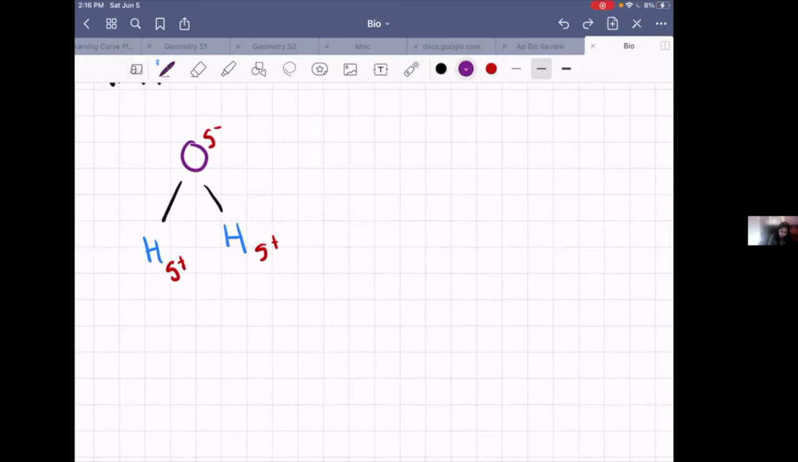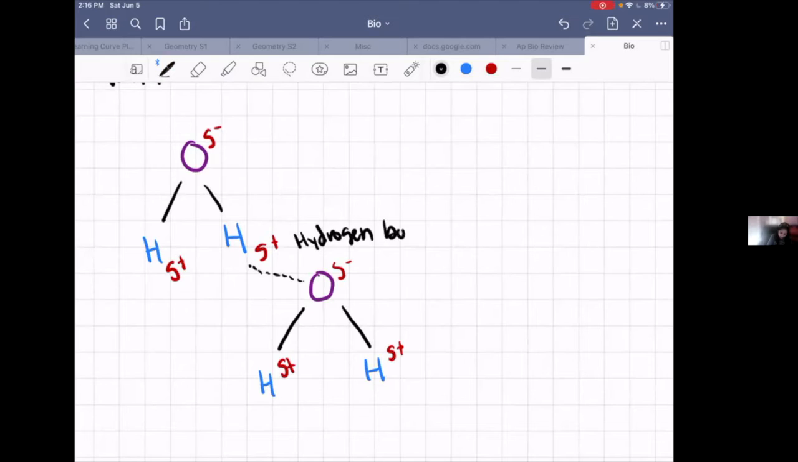Water can also attach to other water molecules. So let me just draw that. I wanted to draw on the charges again. So it can form hydrogen bonds to other water molecules. So let's write that in. Hydrogen bonds. And these types of bonds are actually the weakest.